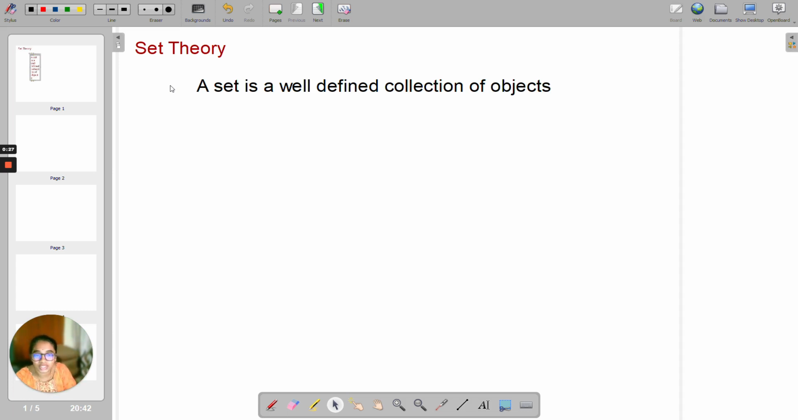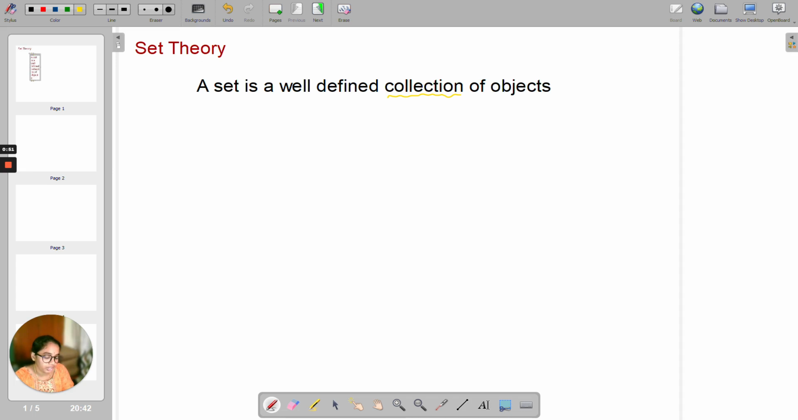Yes, so what is this collection of objects if you ask me? So when do you use this word collection? So for example, on my table I have a collection of books. Yes, so that is a set. I have a collection of pens. Yes, so that is a set. I can call that a set.